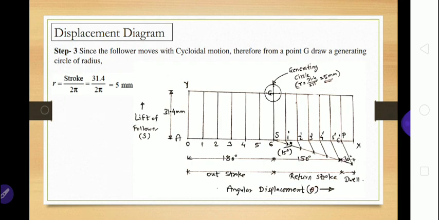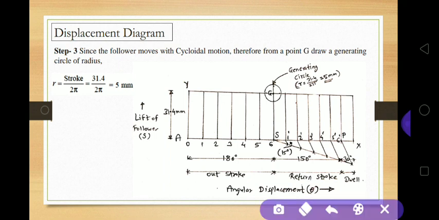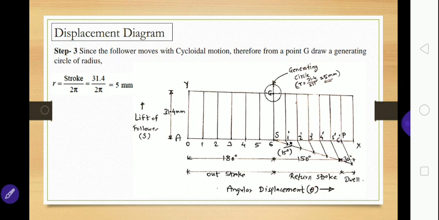Next, the third step for the cycloidal motion here is to draw a circle by taking the center G, which is called the generating circle. Now this is the procedure. Similarly, whatever procedure we did for SHM motion, where we drew a semicircle at one end, and for uniform acceleration and retardation, where we divided this line into 6 equal parts, for the displacement diagram in case of cycloidal motion the process is to draw the generating circle at this point G.